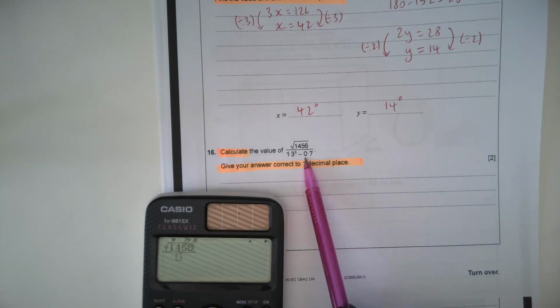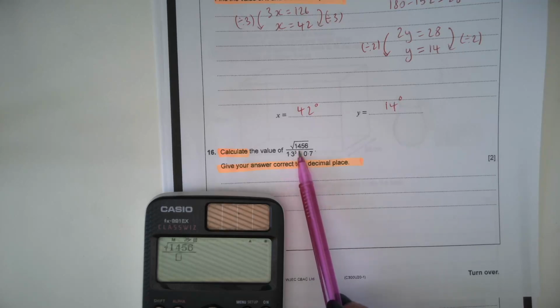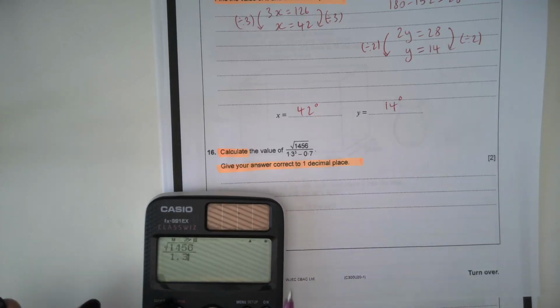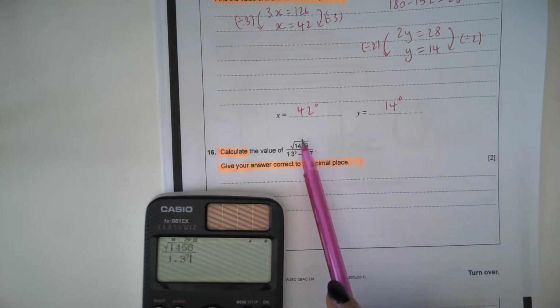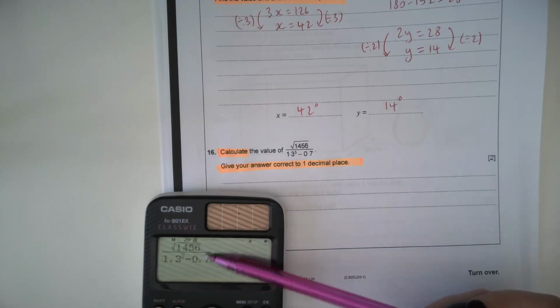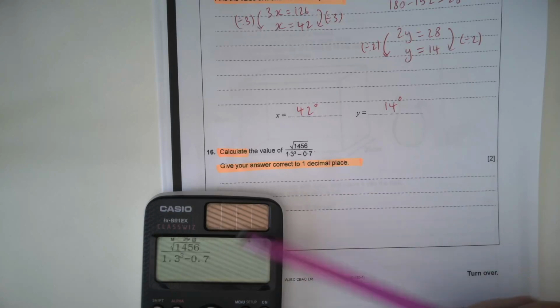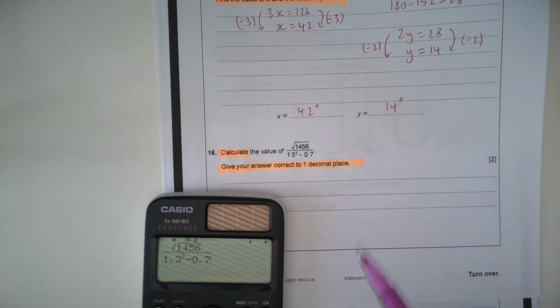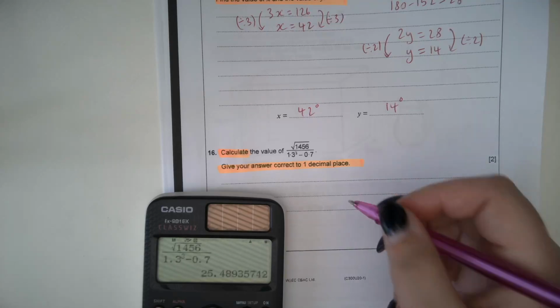1,456. Now I'm going to move to the bottom of the fraction, so I'm going to arrow down. So I've got 1.3 cubed, so 1.3 cubed. And then we are subtracting 0.7, so subtract 0.7. Double check that it matches exactly as it is on the paper there. No need to arrow off this time because we've got nothing else to enter. We're just going to press equals.